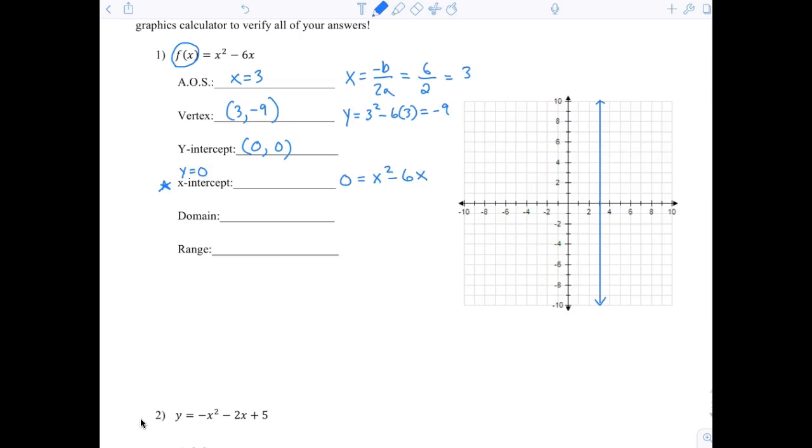Now Gavin said you factor out the x. So when you factor out the x, you get x times x minus 6. Then you set the factors equal to 0. And so x is either 0 or x equals what? 6. Anybody have any questions with that? So now to write the zeros, it's going to be 0, comma 0 and 6, comma 0.